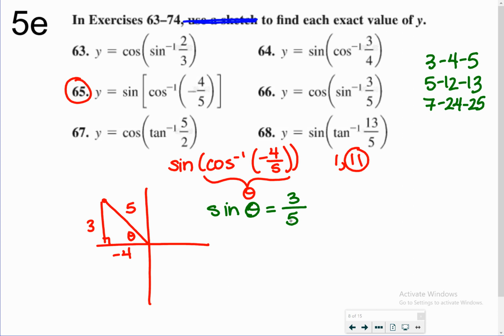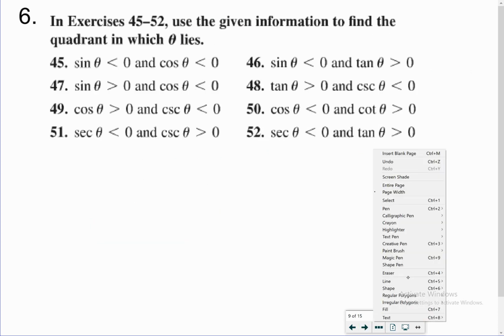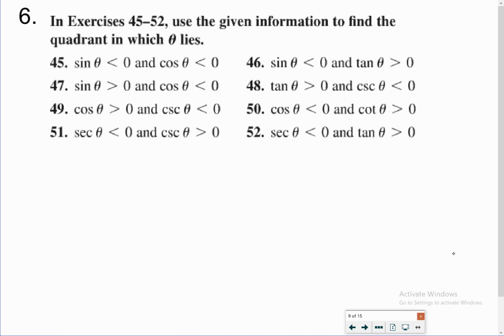So when in doubt tomorrow, if you get totally stuck on a problem, what should you probably do? Worst case, even if you don't know how to solve it, I'm going to give you partial credit for drawing and labeling the triangle. Draw the triangle. The last problem, number 6, is the easiest problem on the whole test, both days. All you have to do is figure out what quadrant it's in.